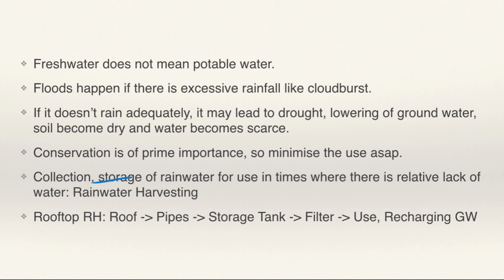And conservation is of prime importance, so minimize the use as soon as possible. You collect and store the rainwater where there is relative lack of water. This process is called rainwater harvesting. Now what is rooftop rainwater? Basically from roofs, it goes through pipes, then to a storage tank, then filter, then use, then recharging of groundwater. So this is how you recharge the groundwater.